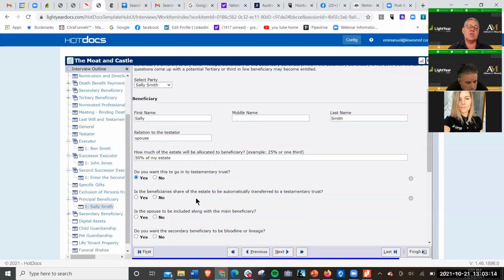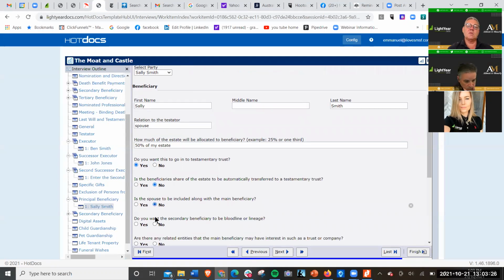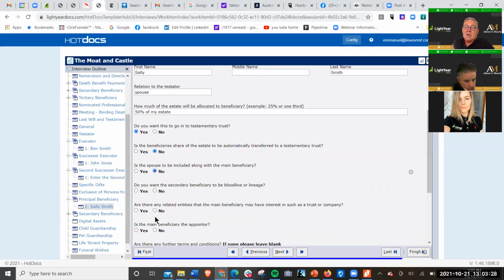So is the beneficiary share of the estate to be automatically transferred? For Sally, I would go no. It's at her option. Is her spouse to be included with the main beneficiary? No. That's because obviously John doesn't want Sally remarrying or getting involved with someone who might become a beneficiary. Do you want the secondary beneficiary bloodline or lineage? Yes, so that includes Ben, Simon, and Ben's children.